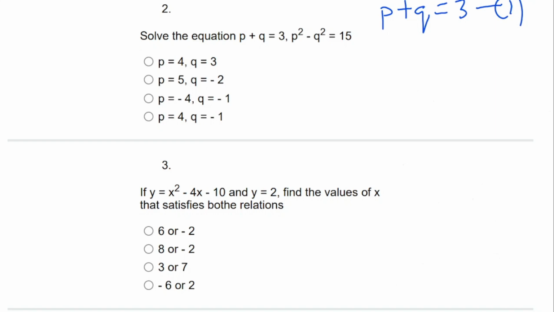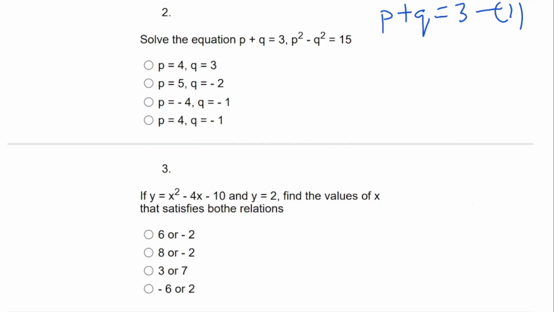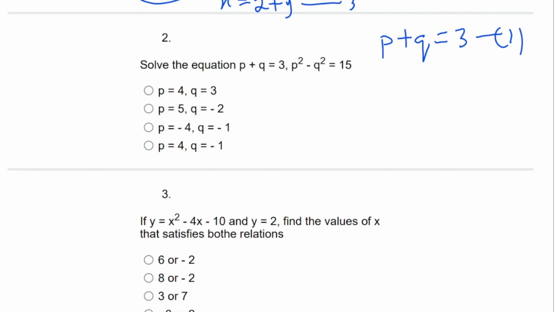All right. This is equation 1. Then equation 2 is p squared minus q squared equals 15. Equation 2. All right, so what we're going to do now is, from this equation 2, let me rewrite it here so I have enough space to work.